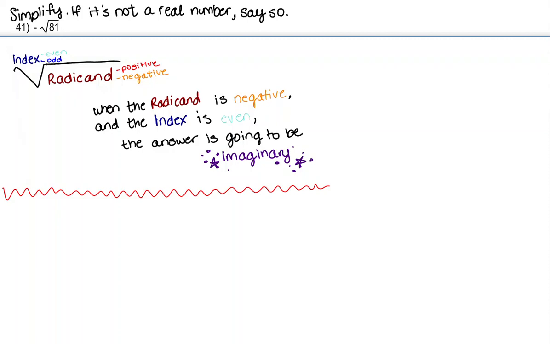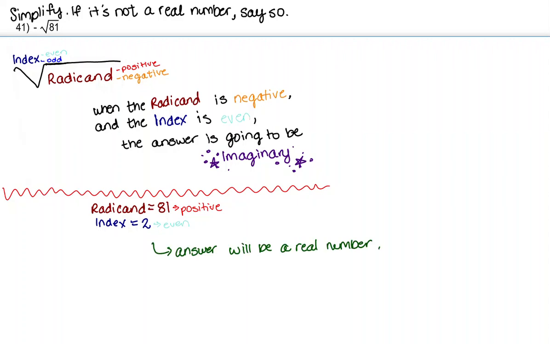So here our radicand is 81, so it is positive, and our index is 2, so it is even. Our index is 2 because right over here there's nothing specifically written. When there's nothing specifically written there, it's automatically by default a 2. So it looks like we're going to have a real number.